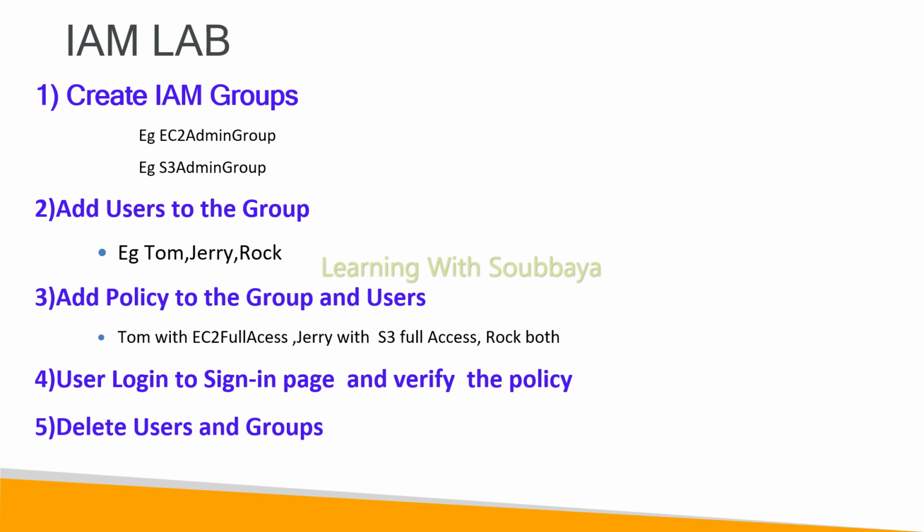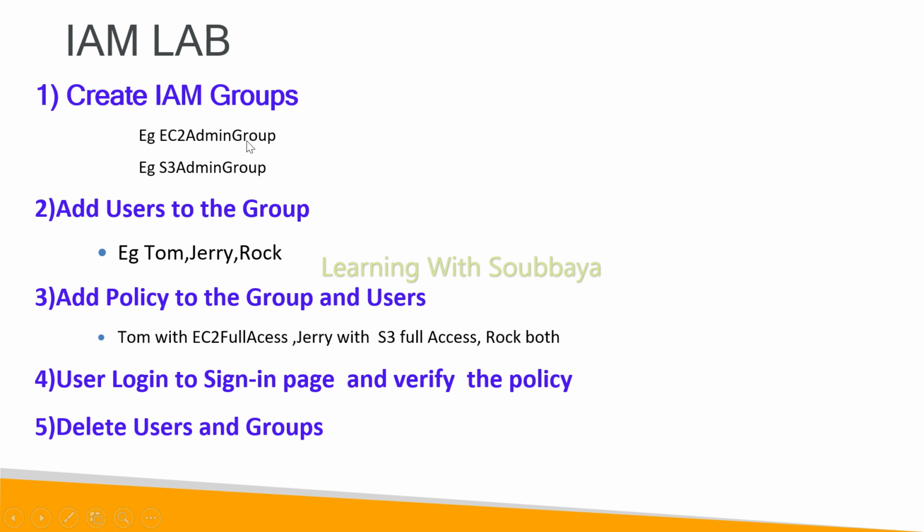After creating the users, we are going to add policy to the users or groups. Here, how to add the policy, we will discuss. What policy are we going to add? For Tom, we want to provide EC2 full access. For Jerry, we want to provide S3 full access. For Rob, we want to provide both accesses, EC2 full access and S3 full access.